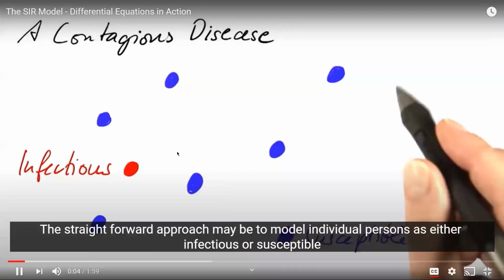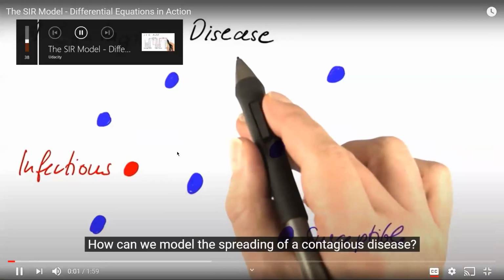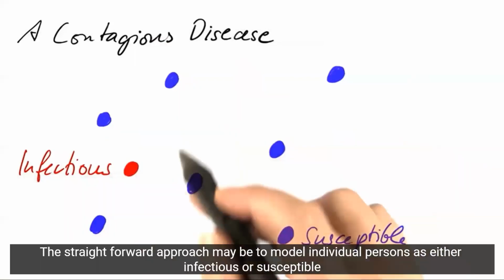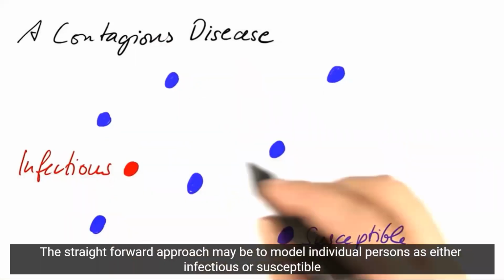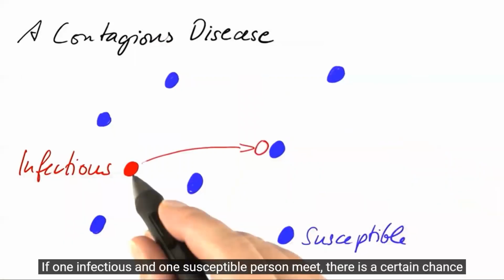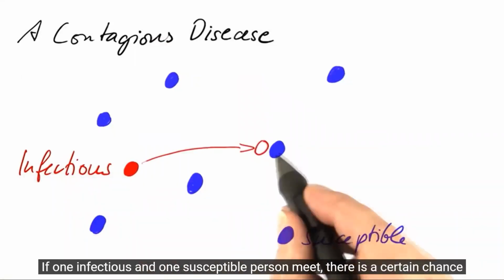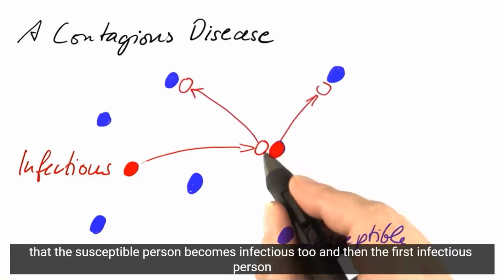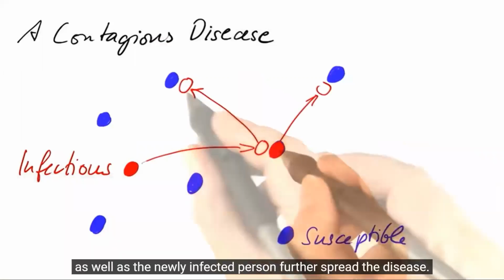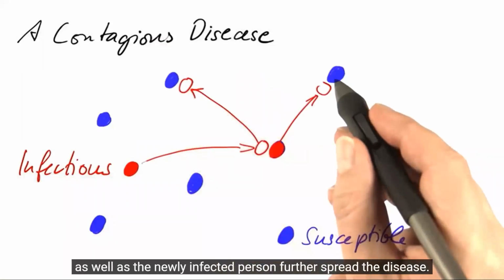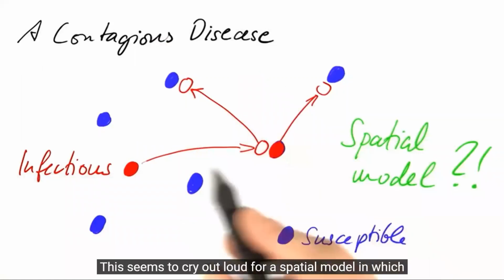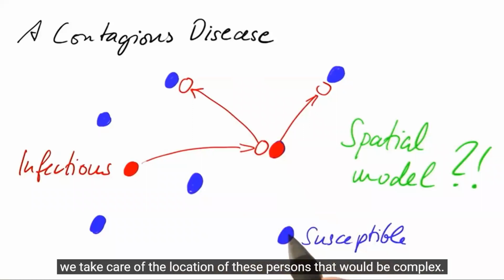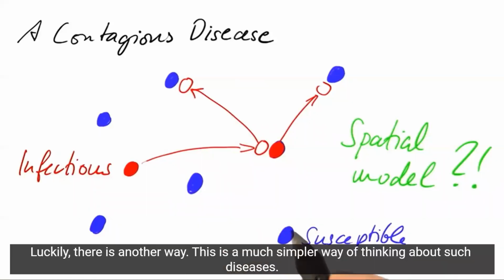How can we model the spreading of a contagious disease? A straightforward approach may be to model individual persons as either infectious or susceptible. If one infectious and one susceptible person meet, there is a certain chance that the susceptible person becomes infectious too. And then the first infectious person, as well as the newly infected person, further spread the disease. This seems to cry out loud for a spatial model in which we take care of the location of these persons. That would be complex. Luckily, there is another way.